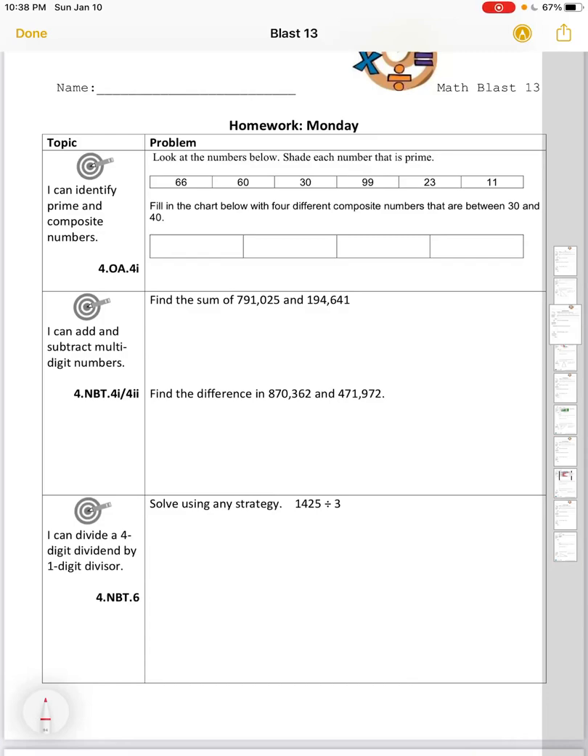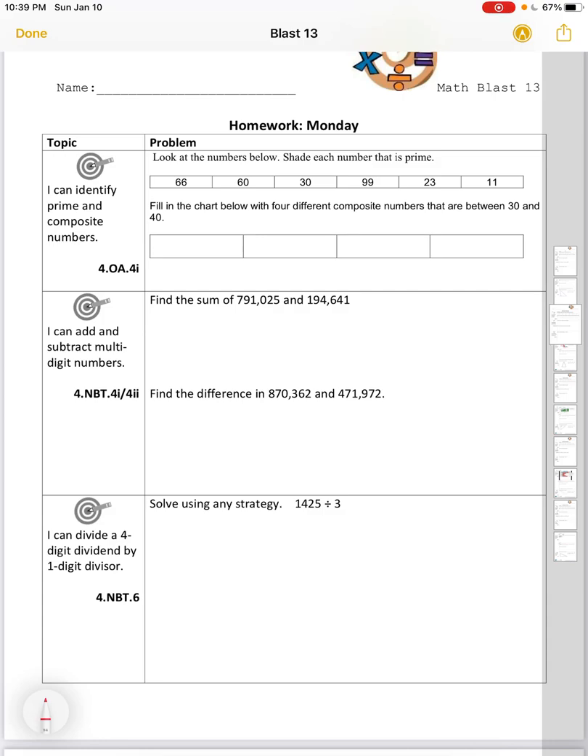Math Blast 13. I can identify prime and composite numbers. Look at the numbers below. Shade each number that is prime. It's important here that we know what a prime number is. A prime number is a number that has exactly two factors, 1 and the number itself.